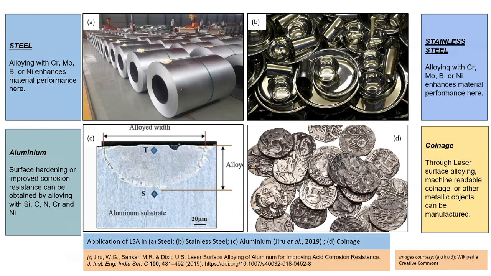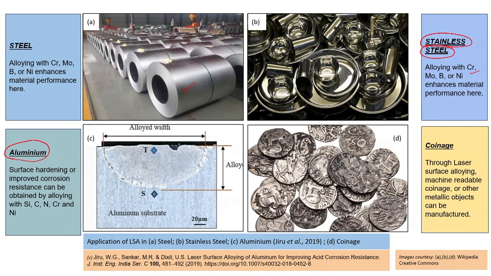Now let us see the various applications of LSA, that is, laser surface alloying. On your screen you can see the rolled sheets, and when we want to enhance the material performance by applying chromium, molybdenum, boron or nickel, that is possible over these already rolled sheets by using lasers. We can even improve the properties of stainless steel utensils by applying similar elements such as chromium, molybdenum, boron or nickel.